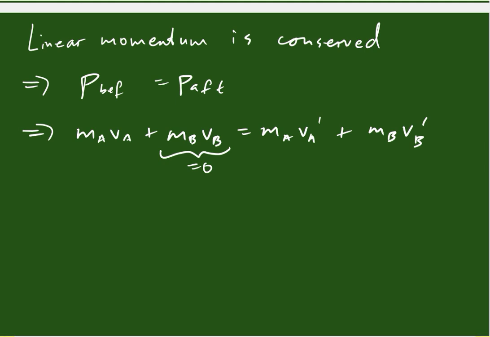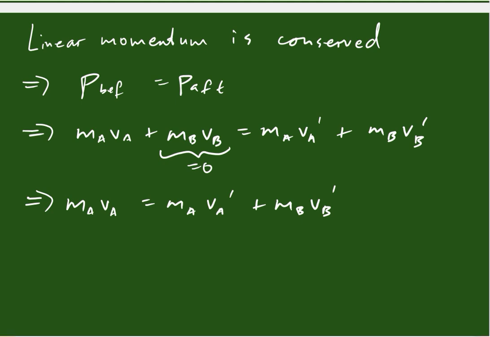Well, we can do again some additional simplification. So let's do it step by step. So we get MA VA is equal to MA VA prime plus MB VB prime. So in our equation 1, we have an expression for VB squared, not VB itself. So probably a good idea here is to get VB isolated as well, and then to square it, and then equate the equations. That might be a good idea.